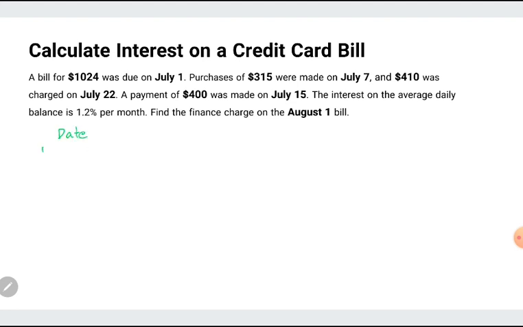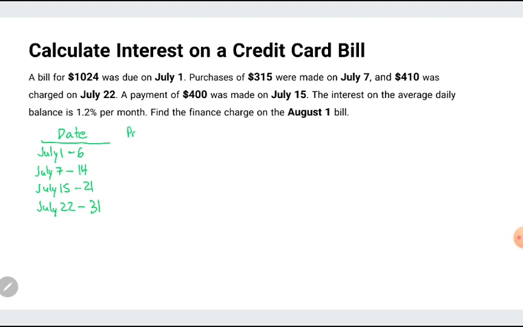Okay, I have a bill on July 1. I wasn't able to pay. My next purchase was July 7. So the first dates should be from 1 to 6. July 7, I made a purchase. I made a payment July 15. So this should be 7 to 14. July 15, I made a payment. I made another purchase 22nd of July. So 15 to 21. July 22 until, do we have a 31 in July? January, February, March, April, May, June. Yes, we do. 31. Right before August 1, the next bill.